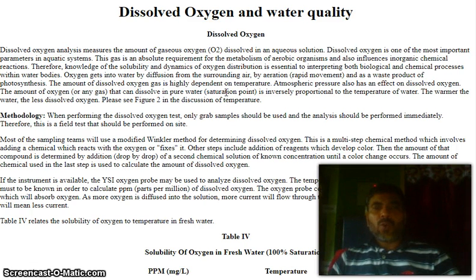Oxygen gets into water by diffusion from the surrounding air, by aeration, and as a waste product of photosynthesis. The amount of dissolved oxygen gas is highly dependent on temperature. Atmospheric pressure also has an effect on dissolved oxygen.